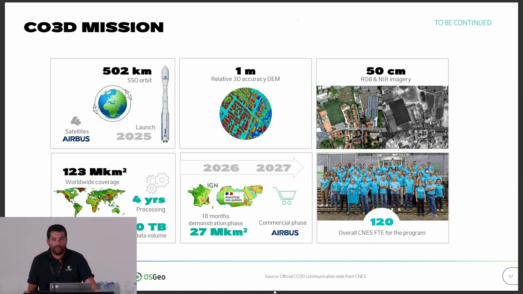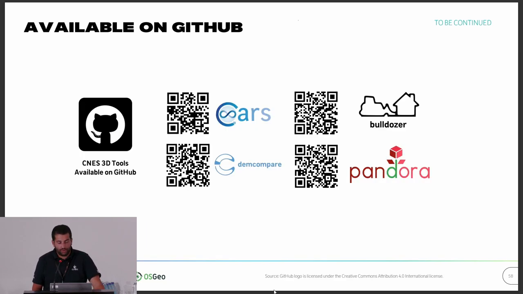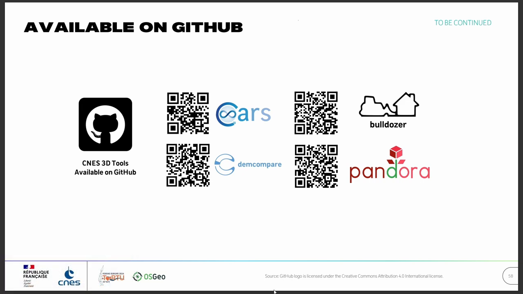And a last slide about the CO3D mission. This mission will be launched in 2025 with a DEM of 1 meter accuracy. We will provide 15 meter and 30 meter DEMs freely in open access, and you can find all the tools I presented, like CARS to reconstruct surfaces, Pandora for matching, and we have also two software, Bulldozer, which is a DSM to DTM converter, and DEM Compare, which allows you to compare your DEM to a reference lidar, for example.